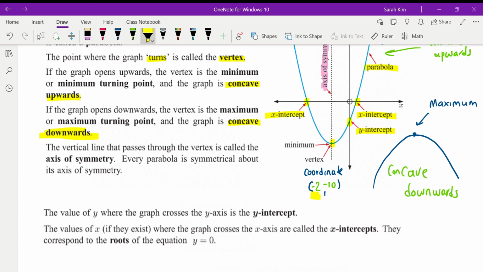So one will give you a minimum, one will give you a maximum turning point. So we call them a turning point, or a minimum, or a maximum. The vertical line that passes through the vertex is called the axis of symmetry. I've mentioned this just before.